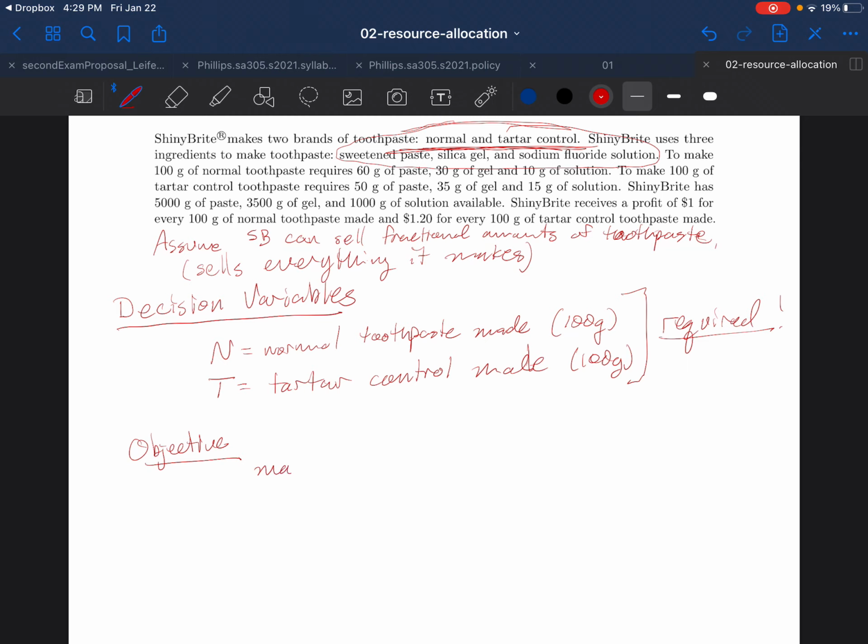In this case, we want to maximize. Let's see, it's $1 for every normal made, so I'll just put N plus 1.2 times T, and this is the profit.